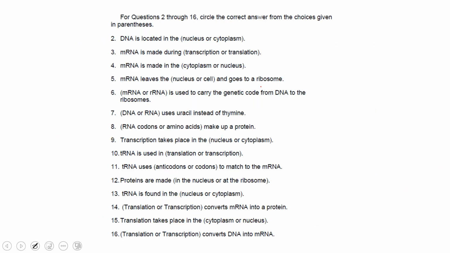Next up, circle the correct answer for the choices as given. And we're going to assume a eukaryotic cell on this one. So DNA is located in the nucleus, mRNA is made during transcription, mRNA is made in the nucleus because again that's where the DNA is. You can't copy DNA if you're not there. mRNA leaves the nucleus to find the ribosome. mRNA is used to carry the genetic code from DNA to the ribosome, so that's messenger RNA. RNA uses uracil instead of thymine. Amino acids make up a protein.